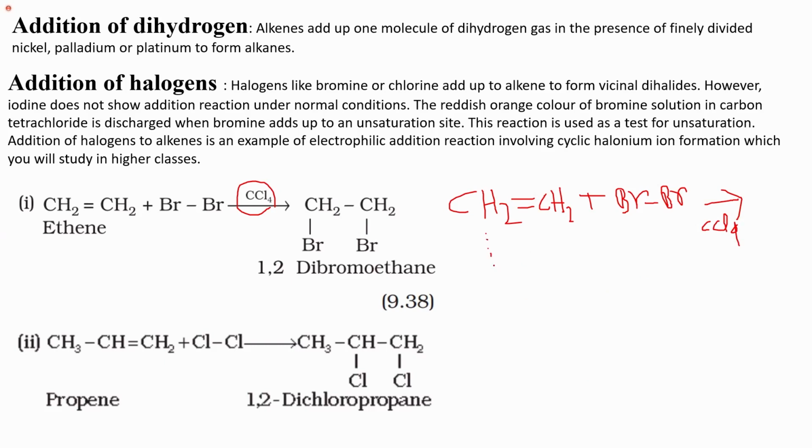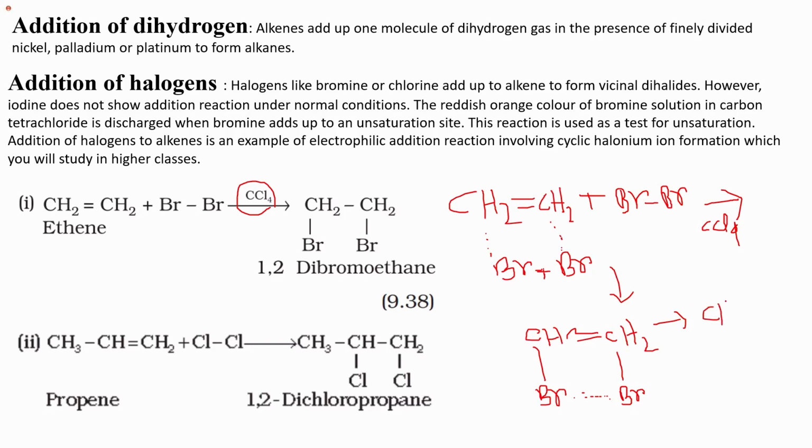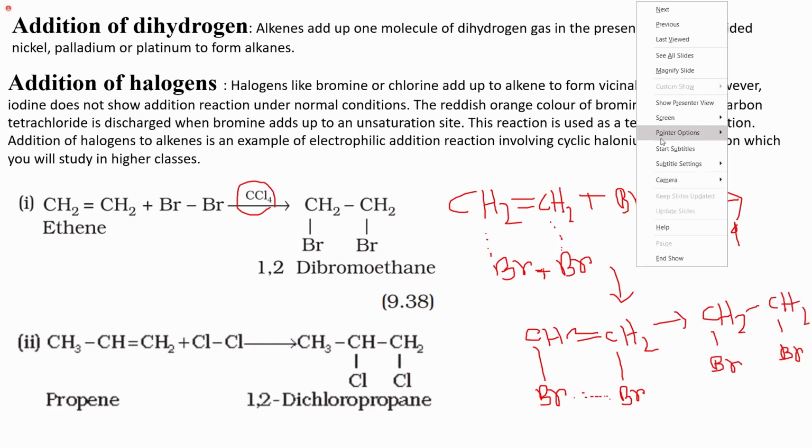Here we don't need any catalyst. Without a catalyst this reaction also goes. First it will break this bond, then it will start to make this bond here. Now what will it generate? CH2Br, and this bond will break and this bond will generate here. Now you will end up getting CH2Br-CH2Br. In this way, the bromine molecule can go and add.